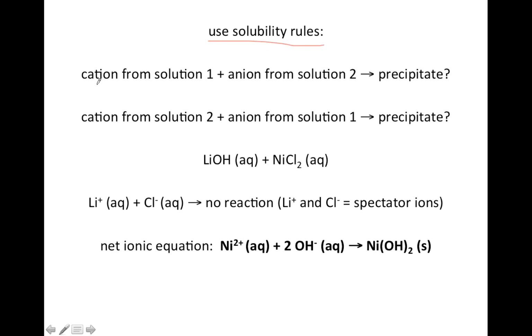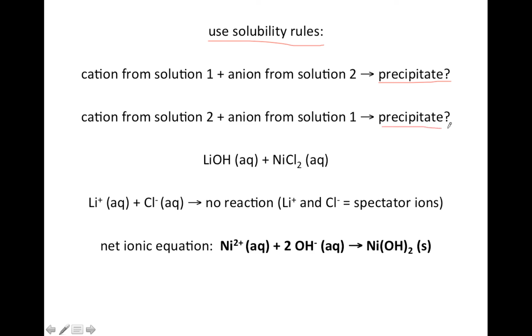So your goal is to look at the cation from one solution and see if you think it would stick to the anion from the second solution. If the answer is not no, according to your solubility rules, then assume that it does form a precipitate. And then you try the reverse. Will the cation from the second solution stick to the anion from the first solution?